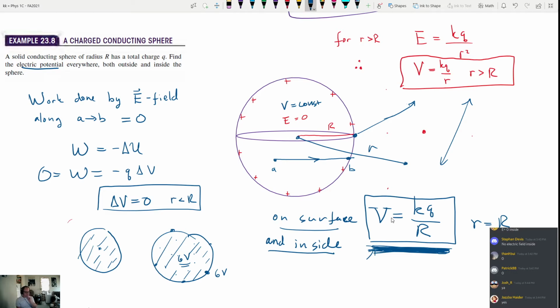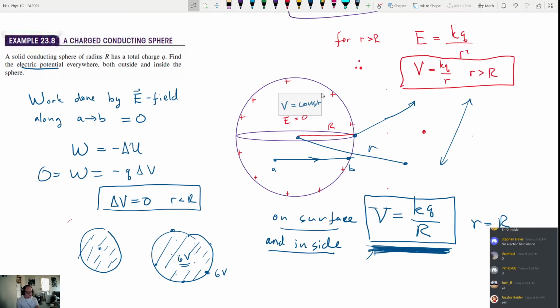Does anyone have any questions? This is just a conceptual idea. This problem isn't really a problem. It's just a problem to teach you this one idea. Do you see the connection between V constant and electric field 0?